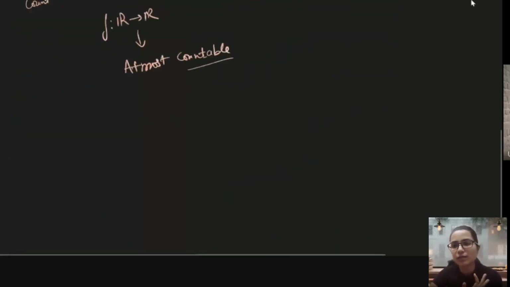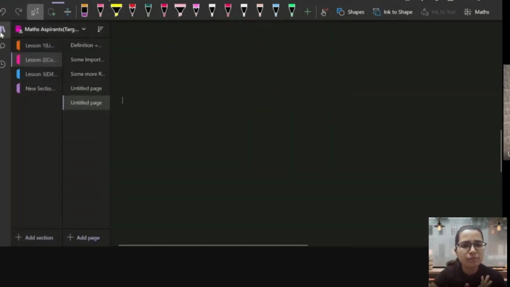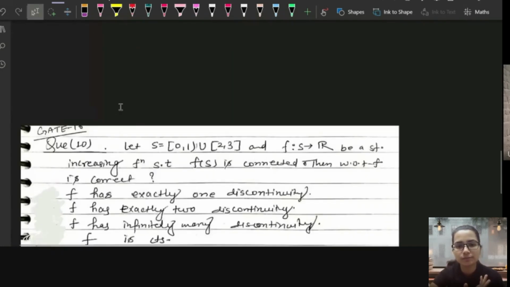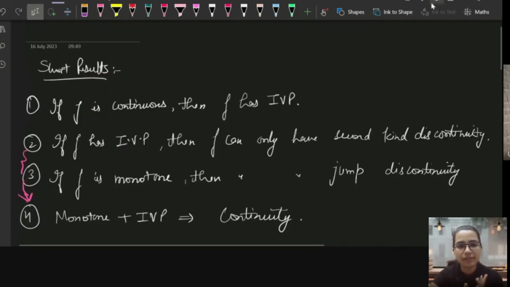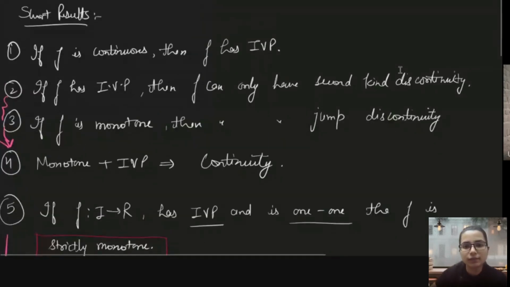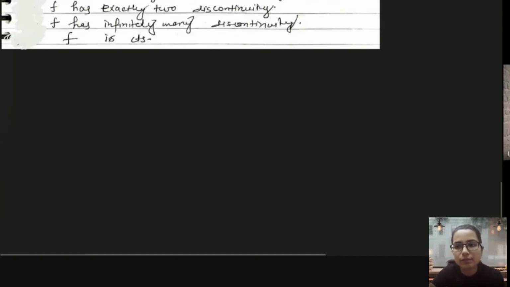Monotone function is a very important concept while discussing continuity. So I shared it with you. Let us spend 5 or 10 minutes more on this. Yes, this is a very important one, very important for most of the exams. If you know these kinds of results, then you are good to go for most of the IVP questions and monotonicity questions. Okay, maybe I missed something.